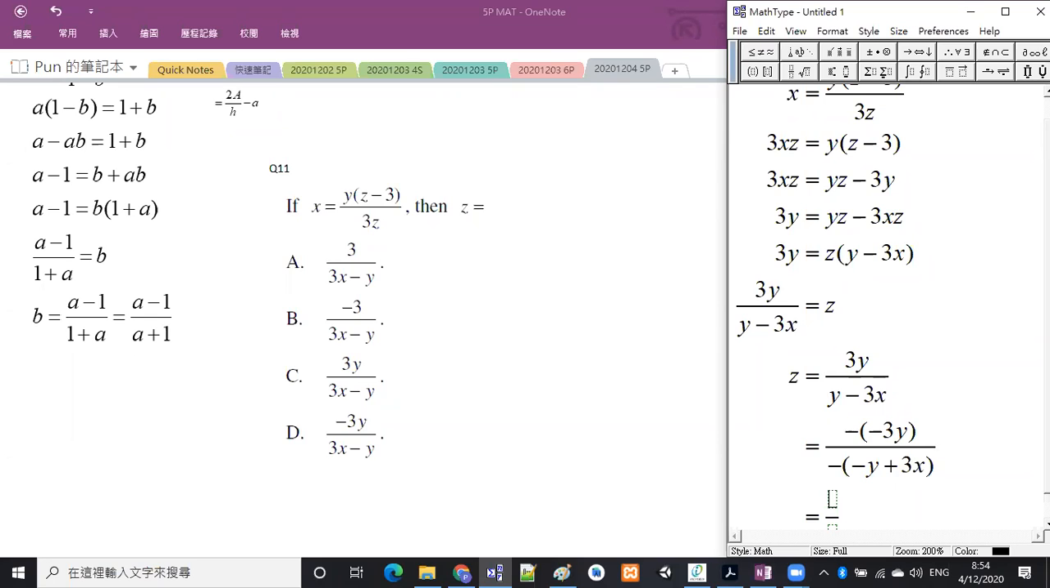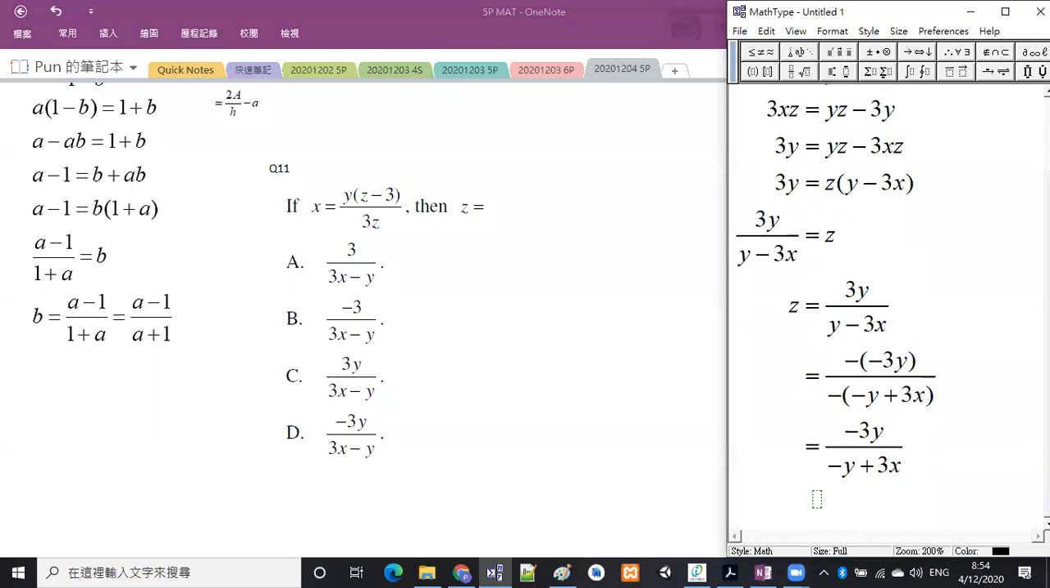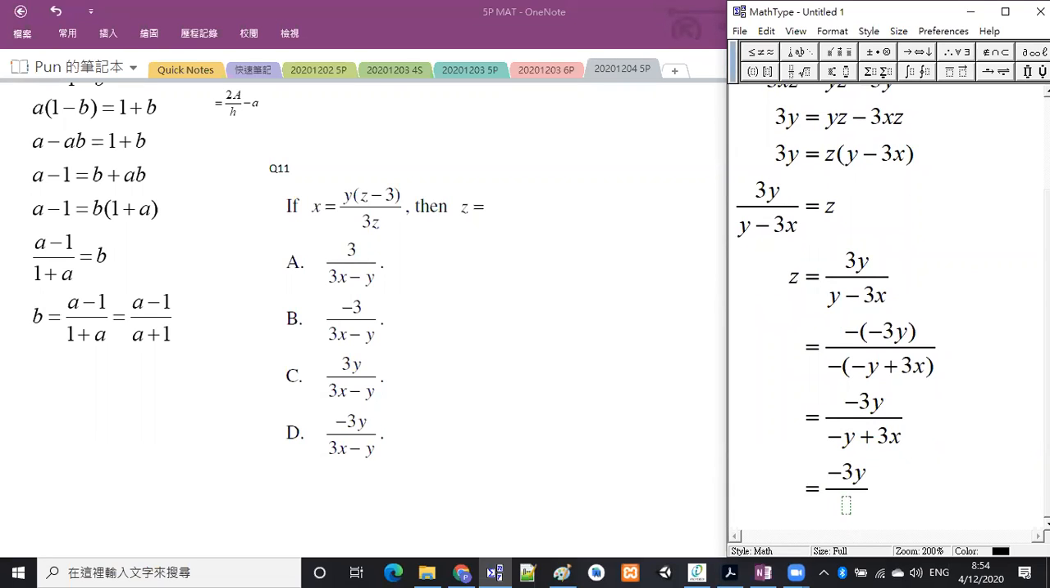Okay, so that will be equal to negative 3y over negative y plus 3x. Okay, so the extra negative signs are cancelled by each other, right? And, well, actually, the denominator, negative y plus 3x, the two terms can be swapped. It becomes 3x minus y. And then you will get the option D.